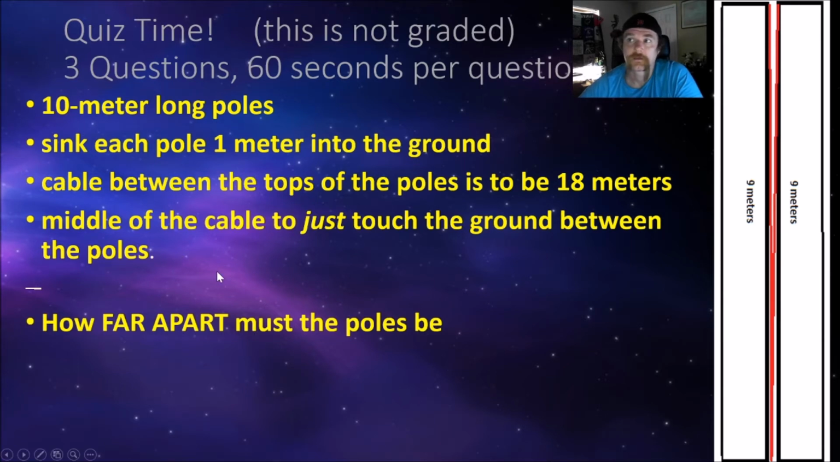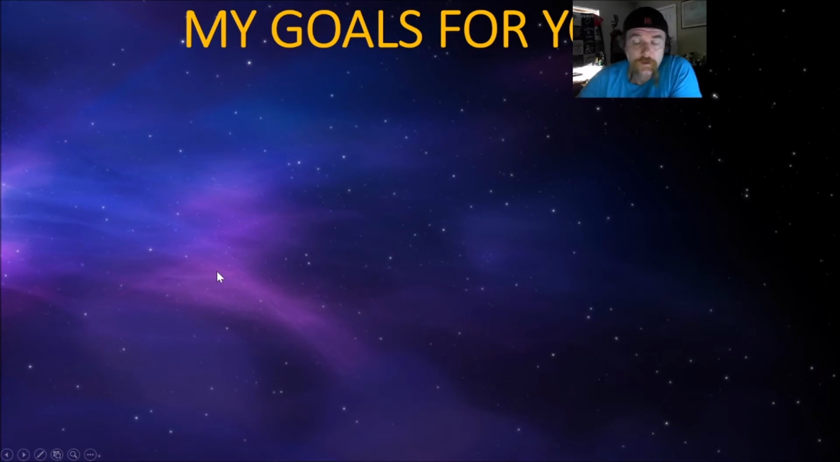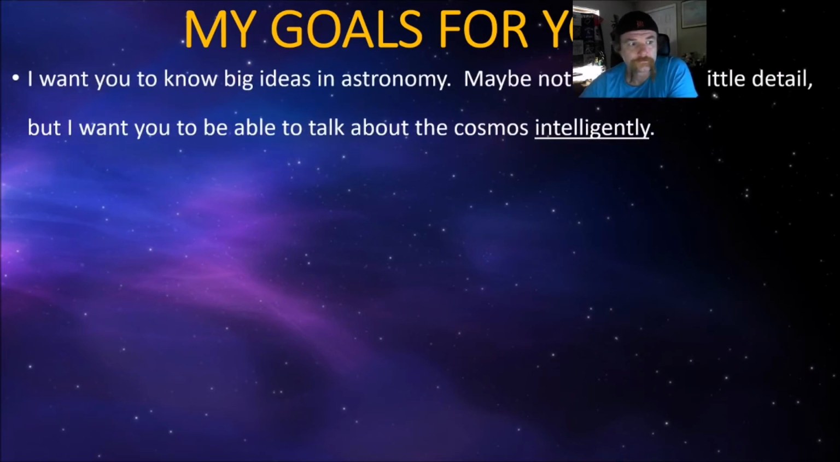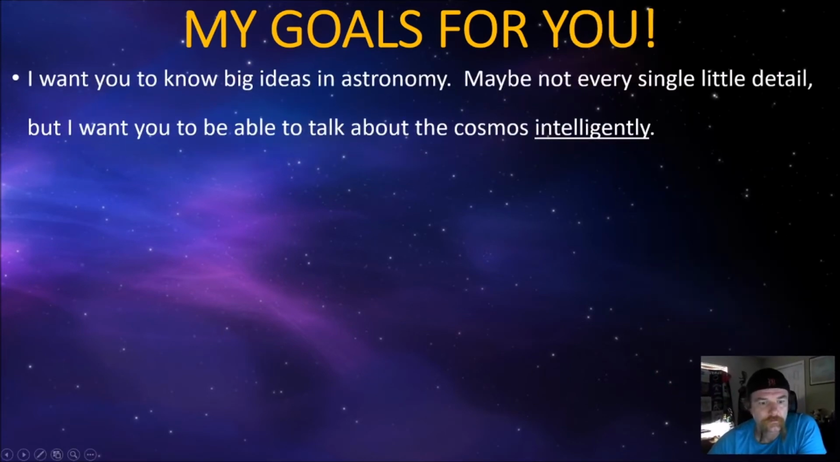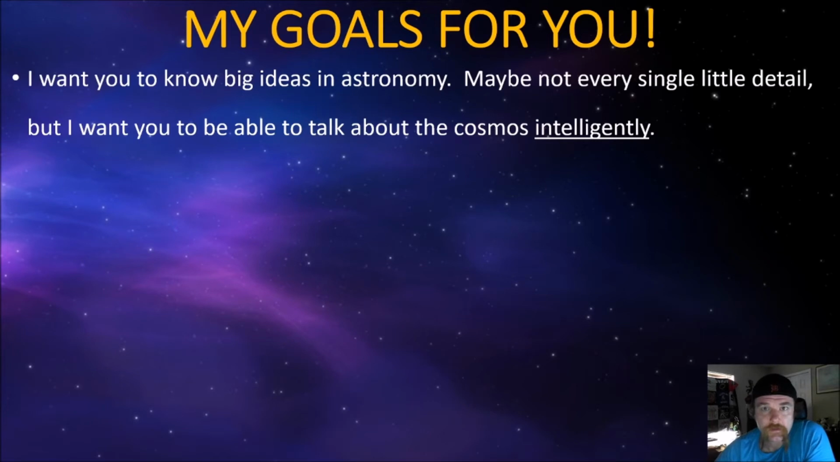All right, moving on. My goals for you. What do I want you guys to get out of this class this year? All right. Number 1. I want you guys to know the big ideas in astronomy. If you don't remember the diameter of Jupiter, I'm fine with that. If you don't remember the temperature of a blue giant star, that's okay.